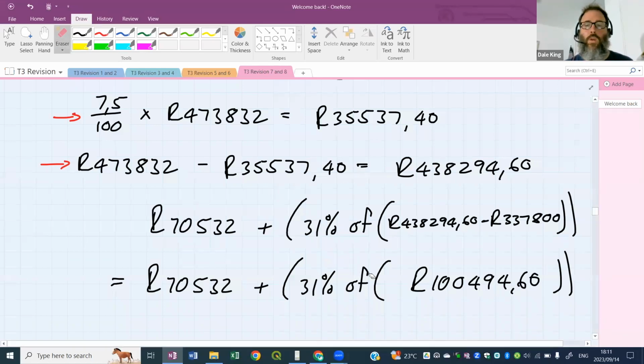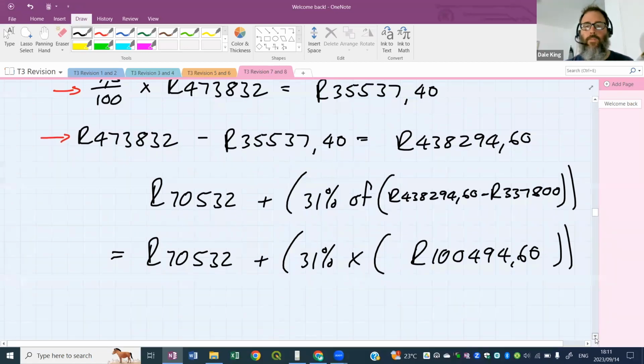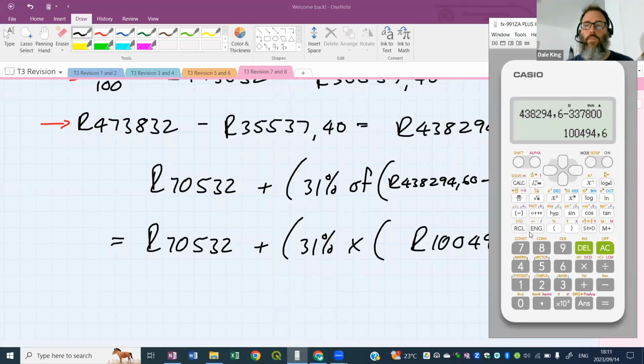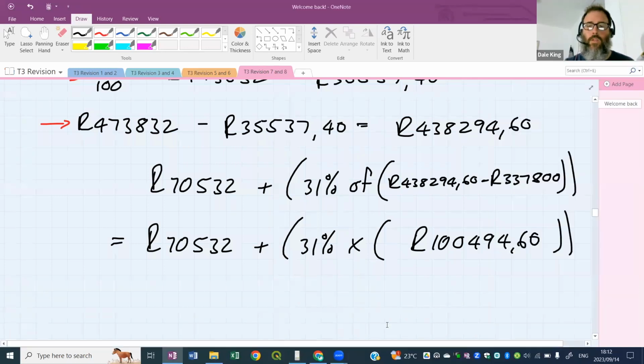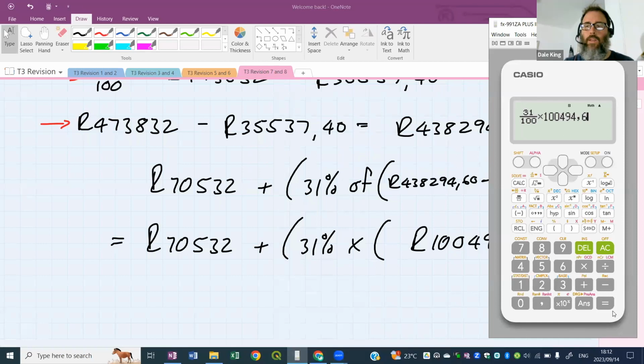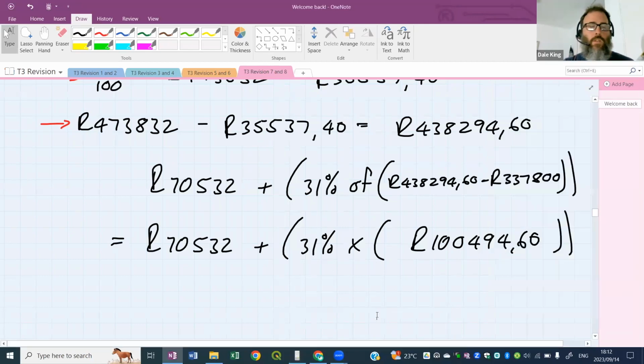Now we need 31% of that, and of means times. So I need to do this step now. Okay. So 31% of that. So what does that look like? That's 31 over 100 times 100,494.6, I think. Yep. And that gives us 31,153,326.